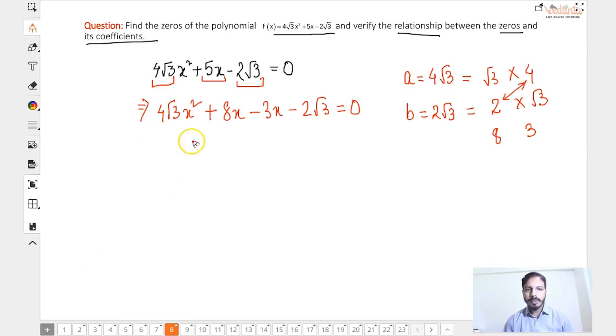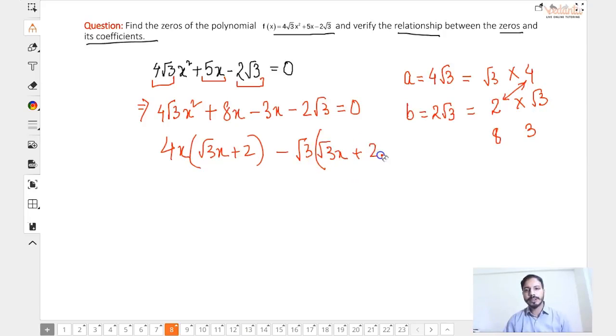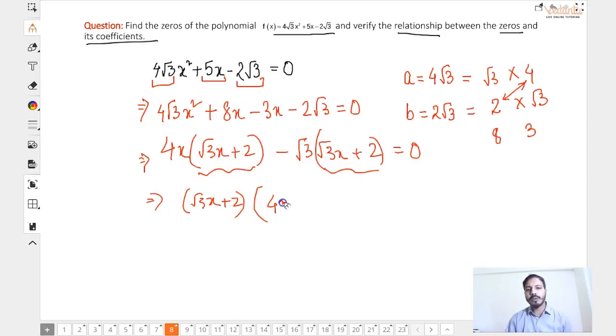So now what can we do? So now let's take common from here. So I can take 4 common and x common, so it will be root 3x plus 2, and here I can take minus root 3 common. So if I take minus root 3 common, I will get root 3x plus 2 is equal to 0. Now I can take this complete thing as common, so I will get root 3x plus 2 as common, and what will be left is 4x minus root 3 is equal to 0. Now my factorization is done.